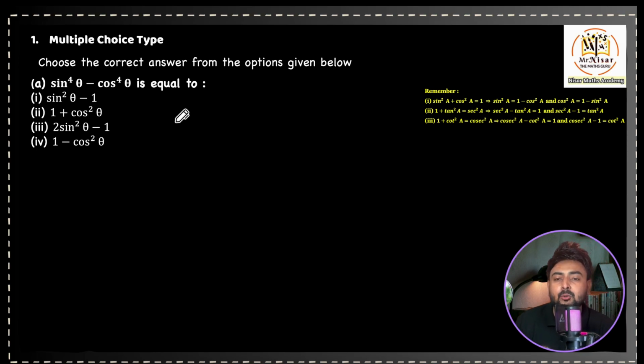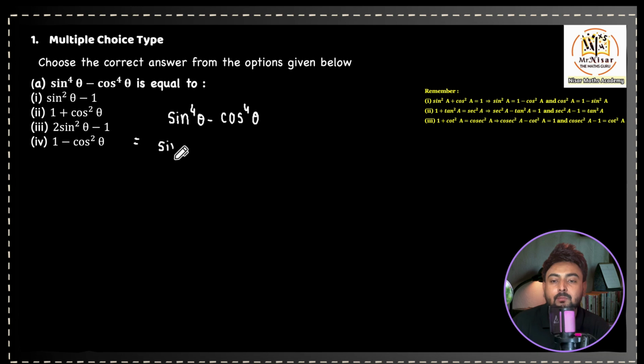Okay, so children, whenever you have the power 4, sine to the power 4 theta minus cos to the power 4 theta, in trigonometry you remember that you have to convert it into the power 2. So whenever power 4 is there, I can write sine to the power 4 as sine square theta whole square, and cos to the power 4 as cos square theta whole square.